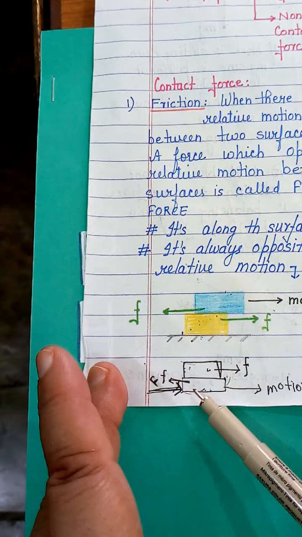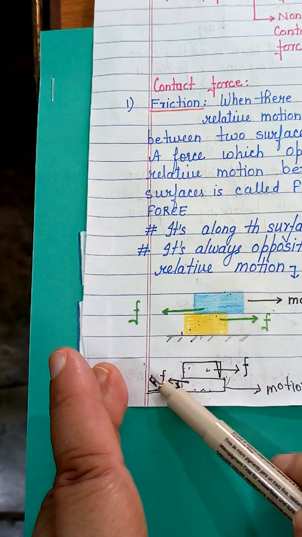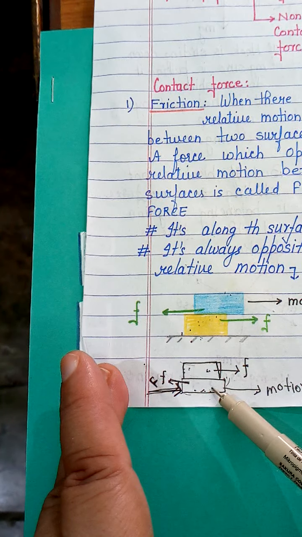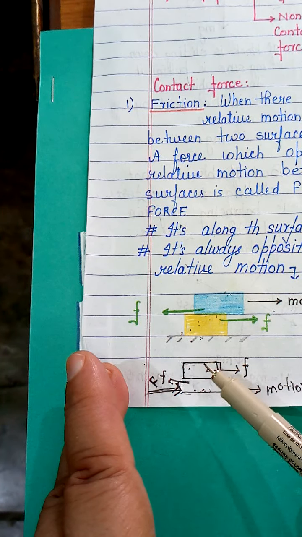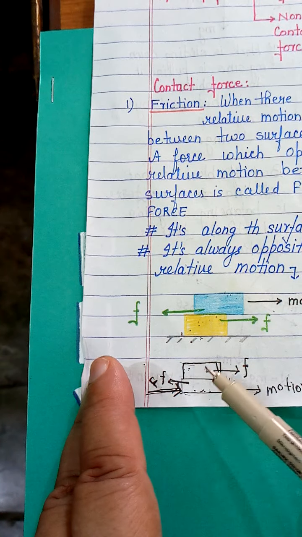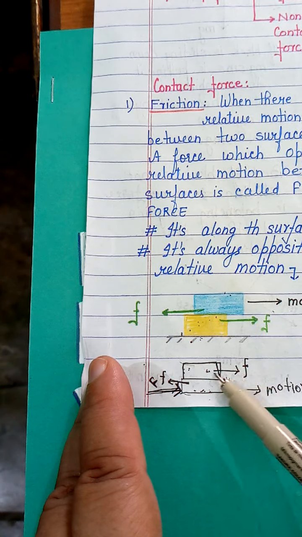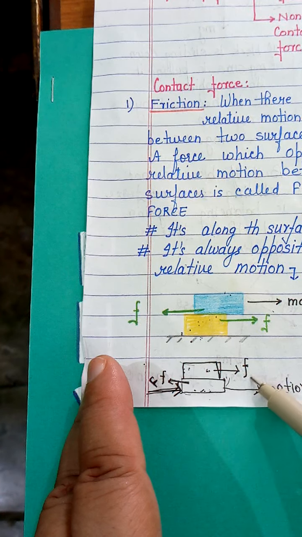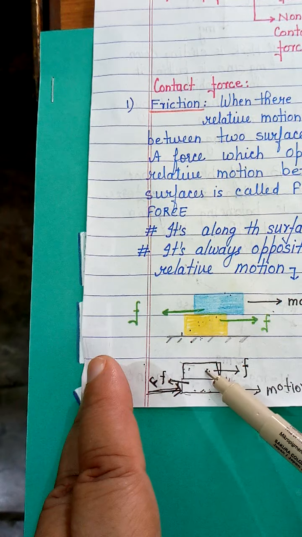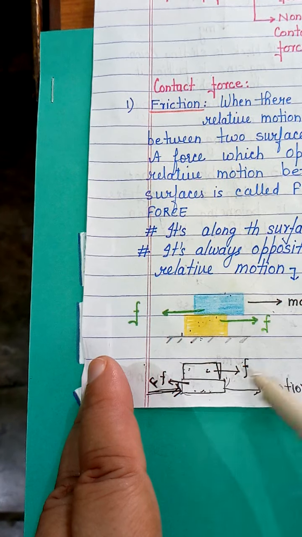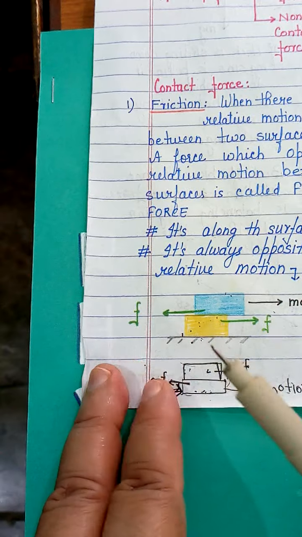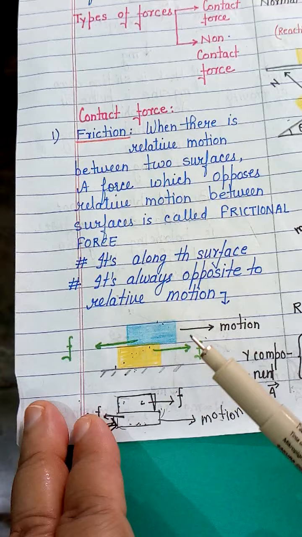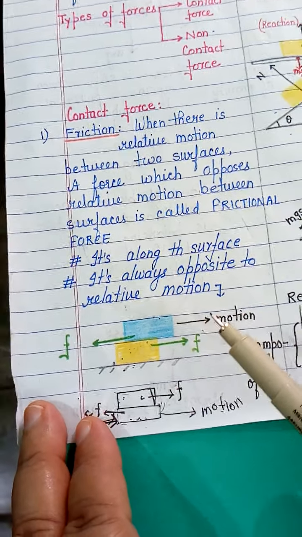So the lower block is moving because of my force, and frictional force is opposing this motion. But the upper block is not moving because of my force. It is moving because of frictional force. See, it is in the direction of motion. So friction here is actually helping the upper block to move. So frictional force is always opposite to the relative motion of the surface. Are you getting this point?